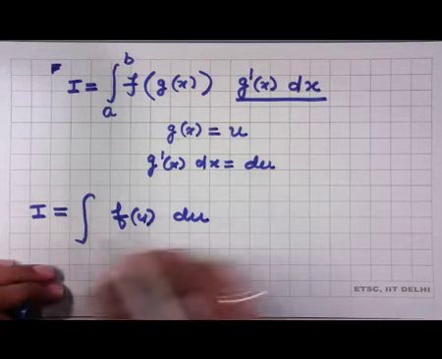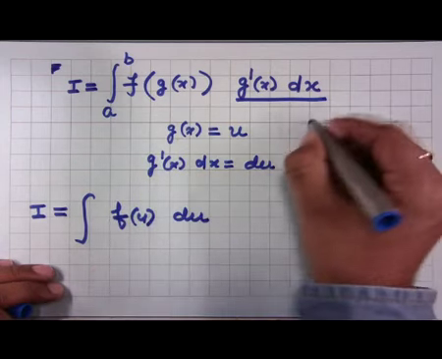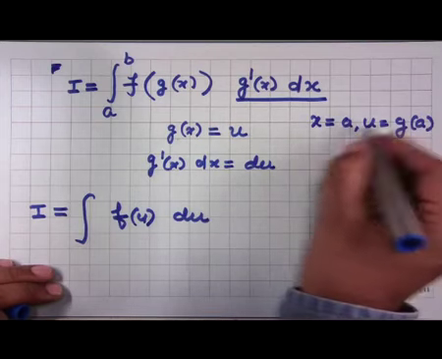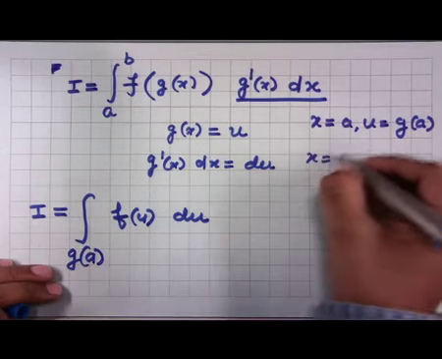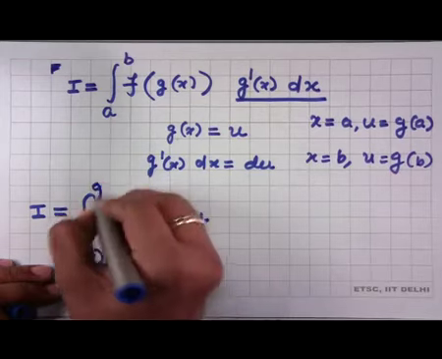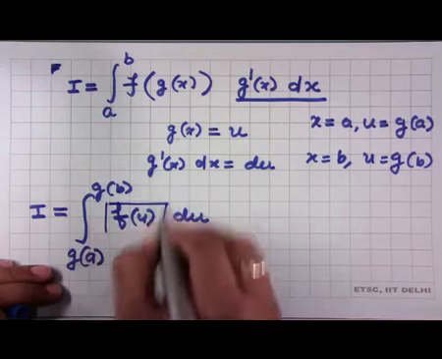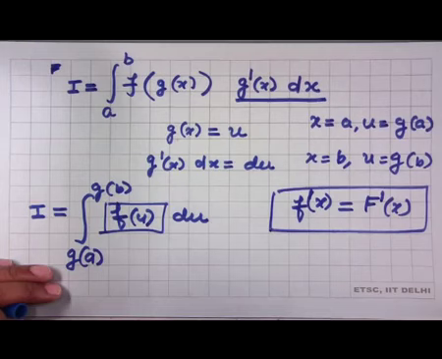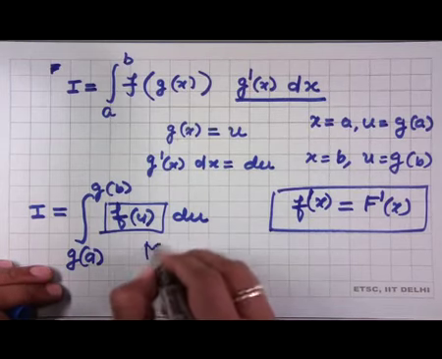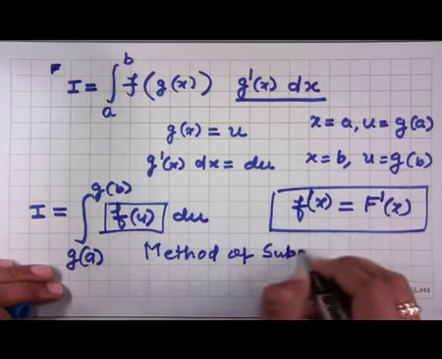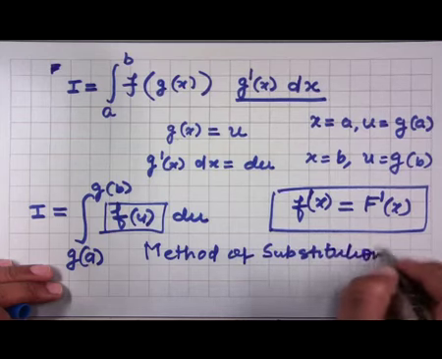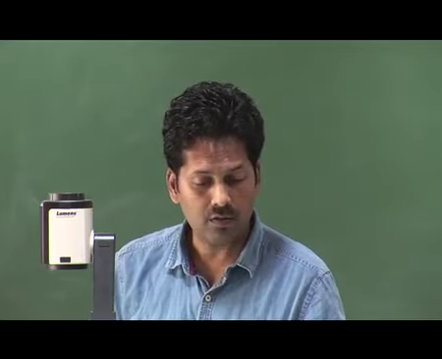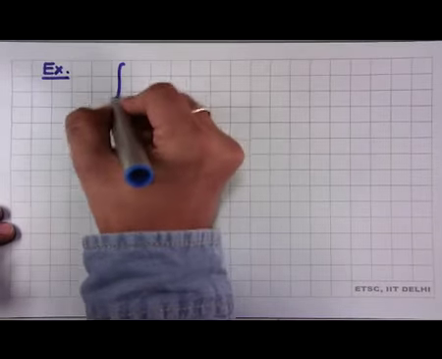And the limits will change because you are now integrating with respect to u. So when x is a, u is g(a), so the lower limit will be changed to g(a), and similarly the upper limit will be changed to g(b). And it might be possible that for this integral you can very easily find the antiderivative, that means capital F(x). So this method is known as the method of substitution. Let us solve some more complicated problems and see how to use this method to solve even complicated problems. So let us take this integral.